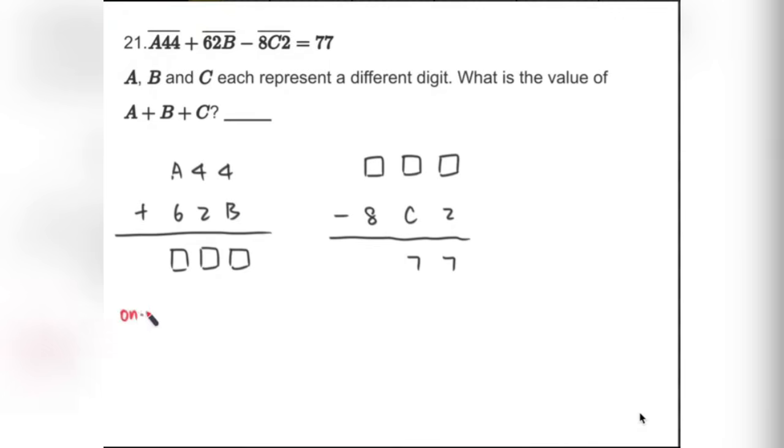Well, let's start from the 1's digit. For the 1's digit, what can you confirm? Yes, you see 7 plus 2, right? 7 plus 2, that is 9. Okay, so this is 9. At the same time, we just fill in 9 here.